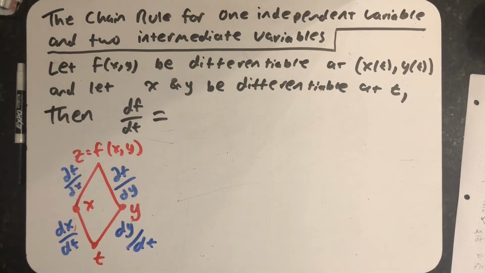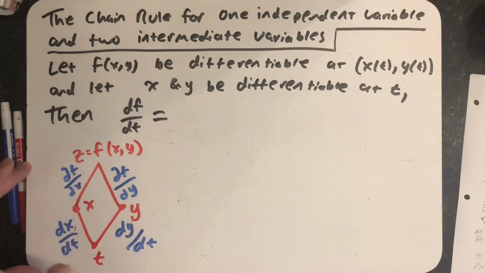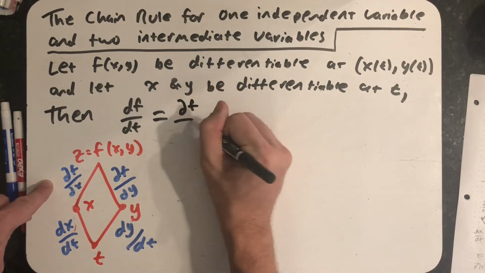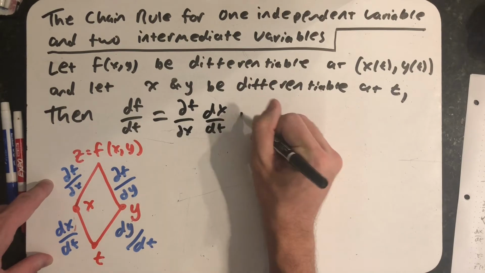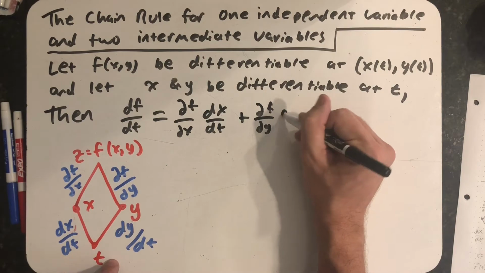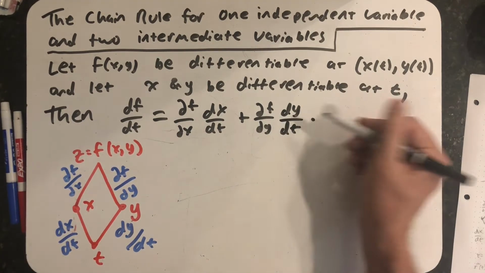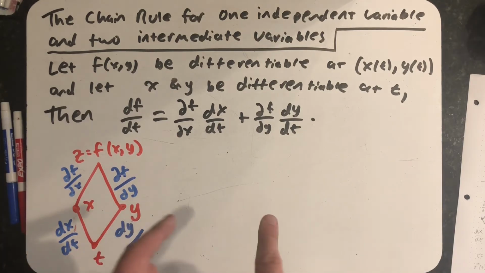And this is what I claim my chain rule will be. I can go down either side of my dependency diagram. Here, I would have a partial of f with respect to x times dx dt plus a partial with respect to y times dy dt. And that's my chain rule for a function on two variables where the two variables are a function of a lone independent variable. So let's do an example and see if I can convince you of that.